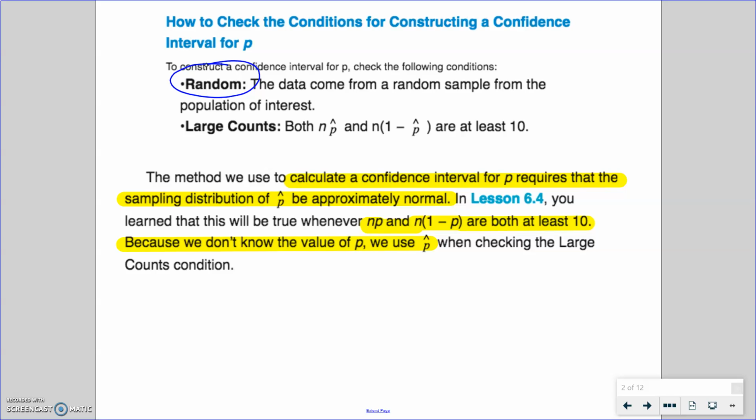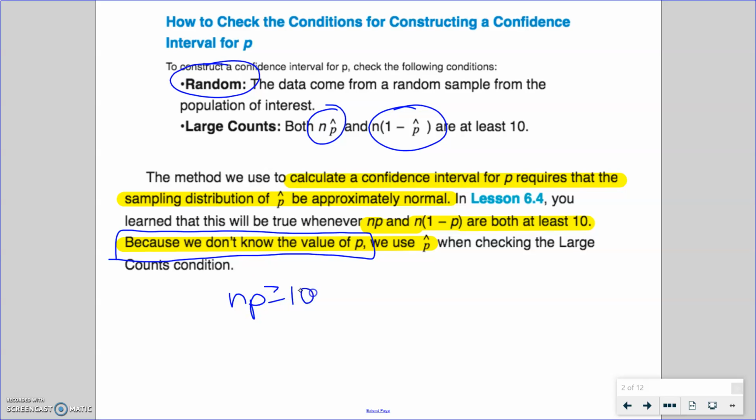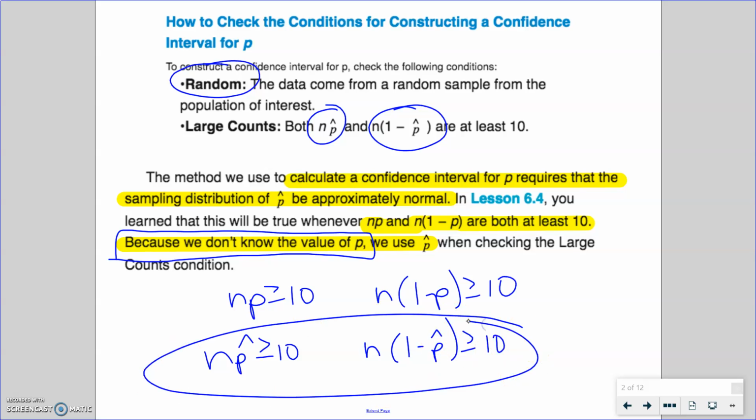The other thing is we're using that large counts condition. So if you guys remember, NP is greater than or equal to 10, and N times 1 minus P is greater than or equal to 10. Notice how instead of P, they're using P hat. The reason is we do not know the true value of P. We're using a P hat, a sample proportion, to estimate the true proportion. So we don't have that information like we did in Unit 6. In Unit 6, we were able to check these two conditions with P. Now we're saying, instead of that, we're going to use that P hat because that's the best estimate we have to work with, because we're trying to estimate the true P.